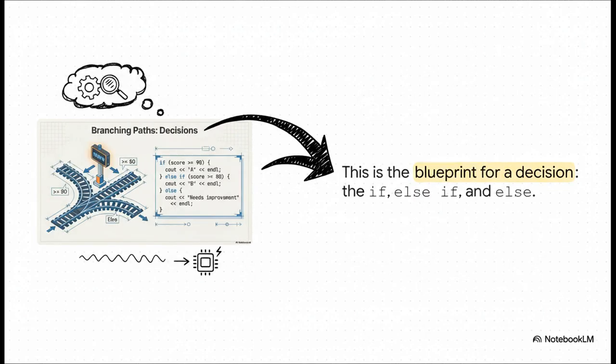And here it is. This is the actual syntax, the language in the blueprint for making that decision. The if statement is our first question. That line, if score greater than or equal to 90, is just asking, hey, is the number in the score box 90 or higher?